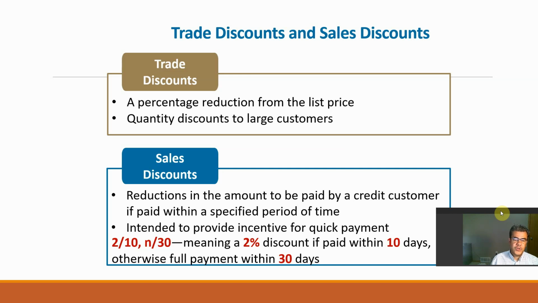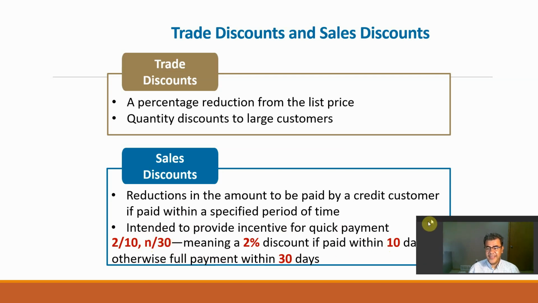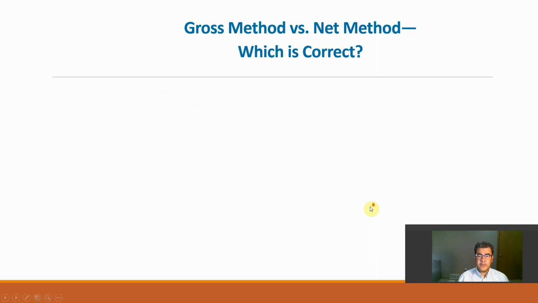For instance, 2/10 and n/30. What does it mean? Meaning 2% discount, the first two here, if paid within 10 days, the 10 here. Otherwise, full payment must be made within 30 days. Okay, and then how do we record it? We have two methods, gross method and net method.